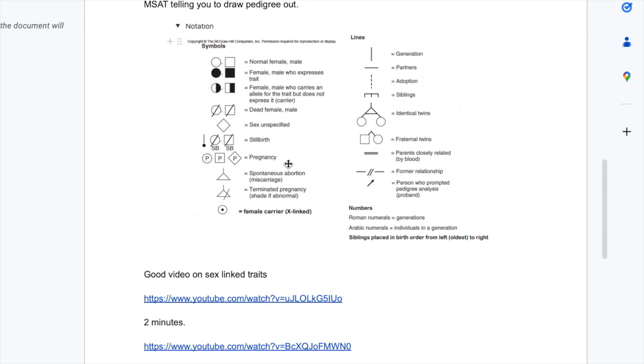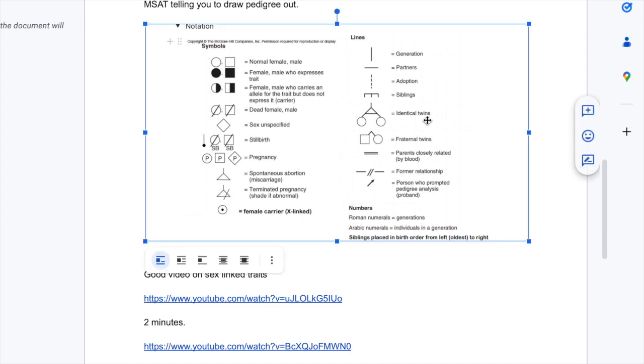Super important, you have to memorize this. There isn't really much to memorize. A lot of it is common sense, like if you have a dotted line, that's adoption. A straight line is going to be generation down. A partner line is going to be generation sideways.